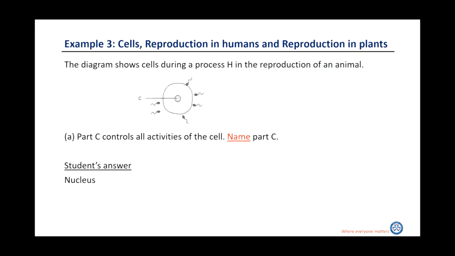A. Part C controls all activities of the cell. Name Part C. The question is asking our students for the naming of the part. Therefore, Part C is the nucleus. This is correct.